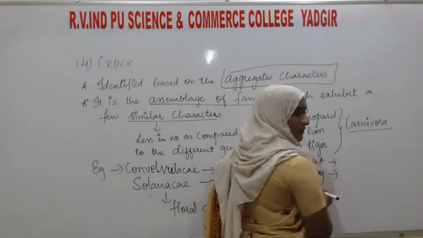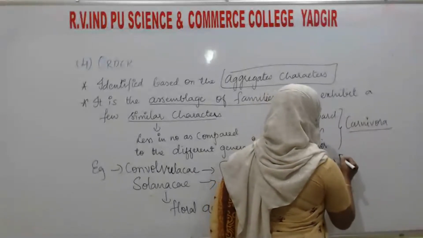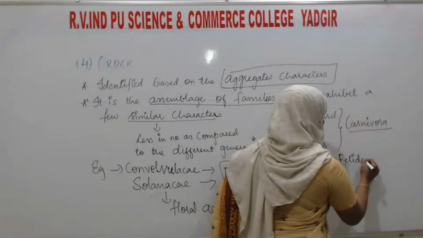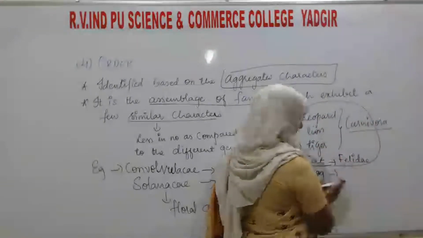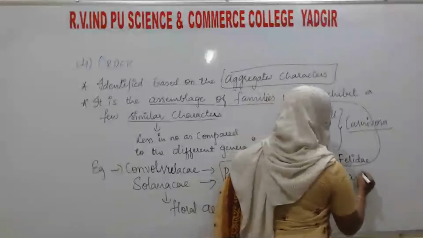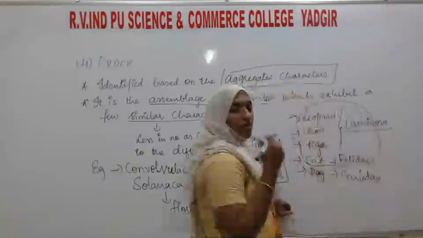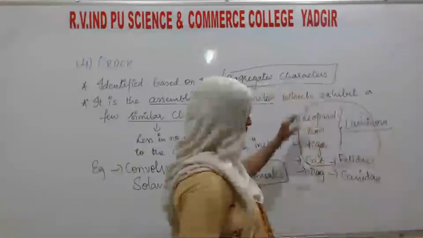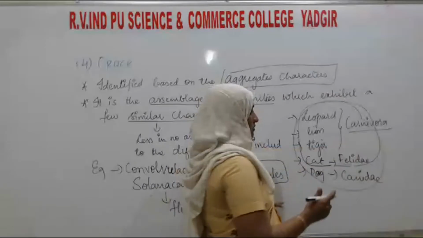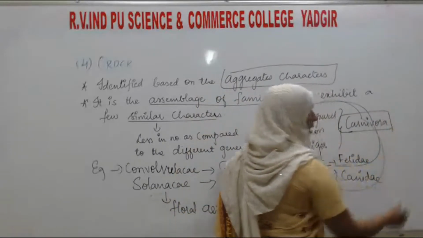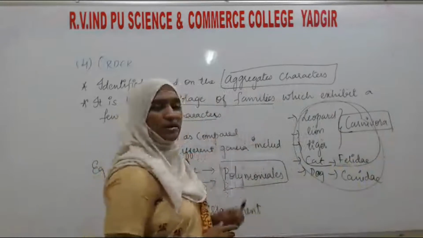They belong to different families. The cat belongs to Felidae. See, all these belong to the family Felidae. The dog belongs to the family Canidae. But they all belong to the same order. They all are carnivorous animals. They belong to the order Carnivora. Understood? So this is about the order.